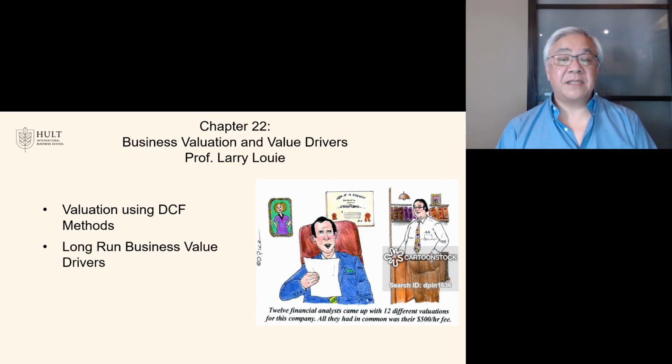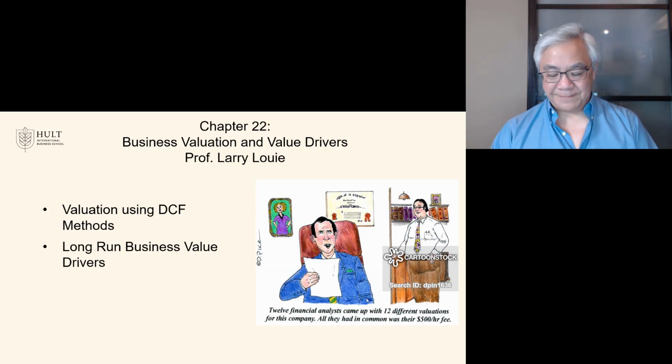Chapter 2 covers business valuation and long-run business value. The comic on the right says 12 financial analysts came up with 12 different valuations for our company. All they had in common was the $500 per hour fee. Now, this is true. Valuation is part art, part science.